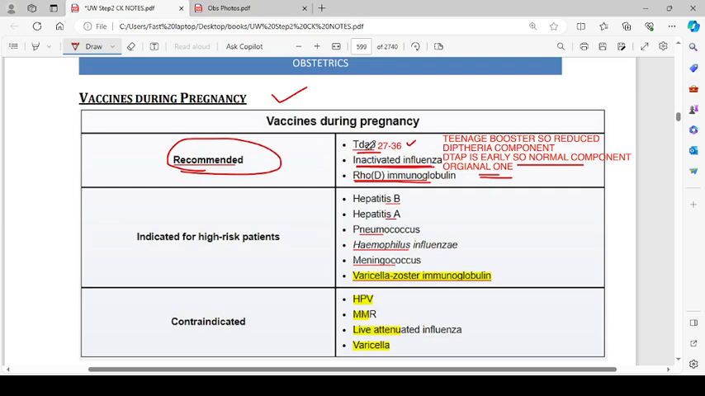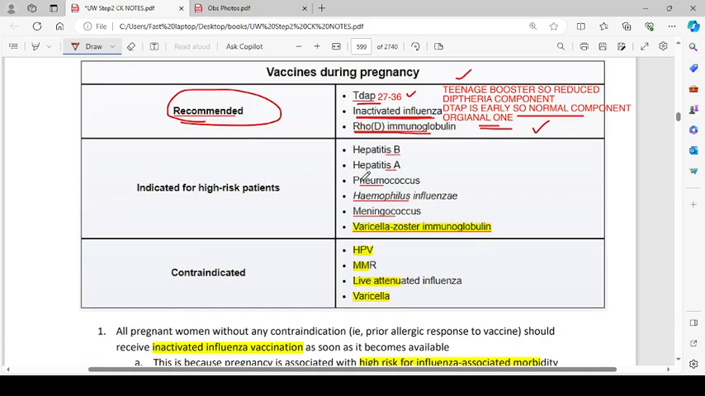Tdap has a reduced diphtheria component. DTaP is given early, so it has the normal component. So DTaP has the full diphtheria toxoid, and Tdap, which is a teenage booster dose and also given in pregnancy, has a decreased diphtheria component because diphtheria affects the children mostly, maybe.